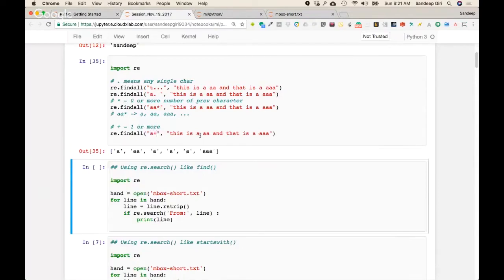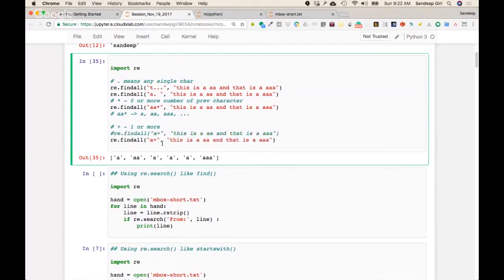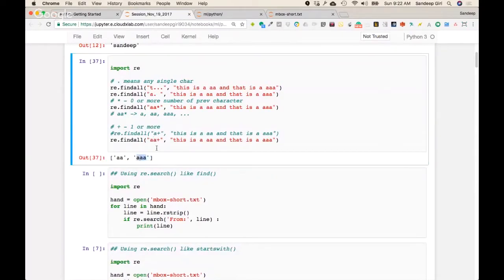Okay, good. So I hope this is clear to all. A plus matches with A, and triple A. So plus means the previous character. What does it mean if I put double A here? You can see that if I put double A, it's matching with double A or triple A. So plus means one or more of the preceding.